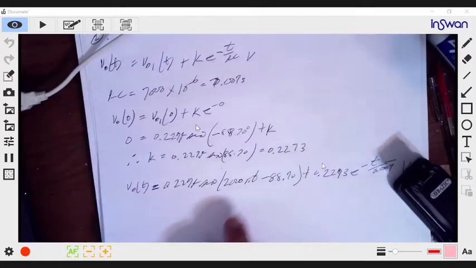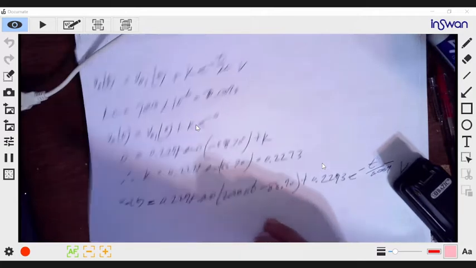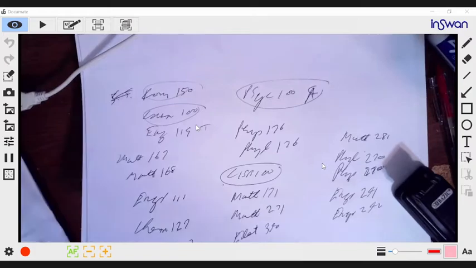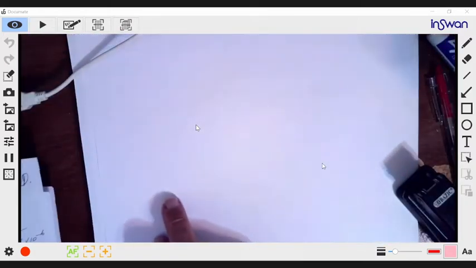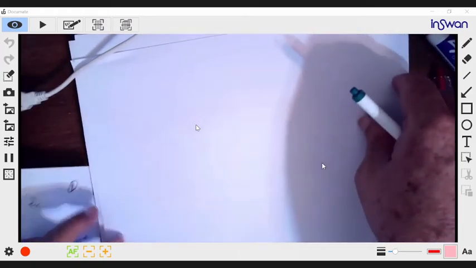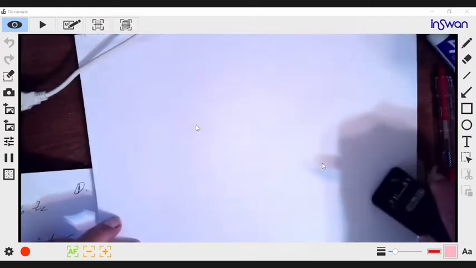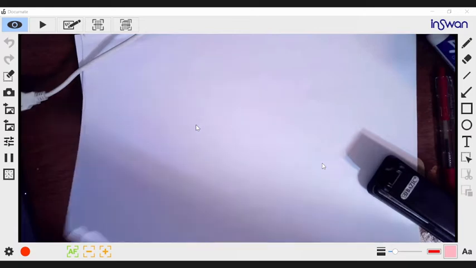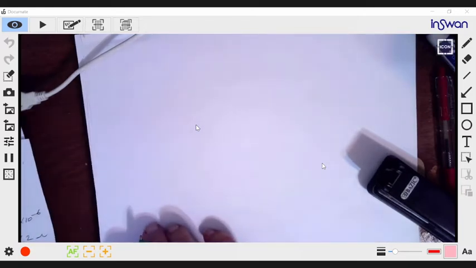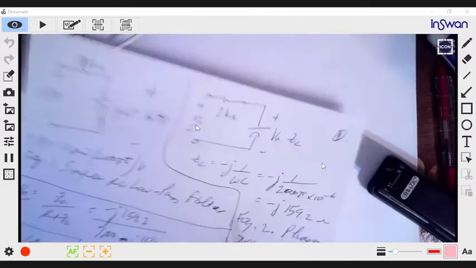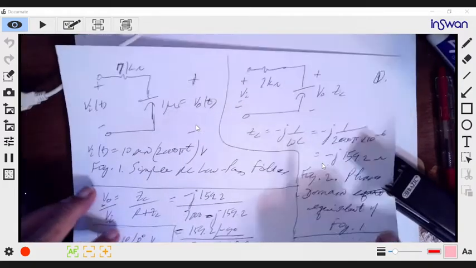Now, what's the first step? What's the first step in getting the theoretical? You mean for solving the problem? Yes, we're getting the theoretical V out of t. But convert everything to phasor. The values to phasor. Yes, very good. Convert everything to the phasor domain.